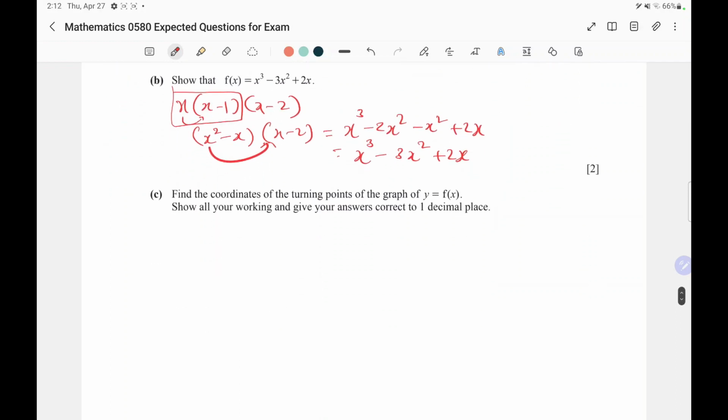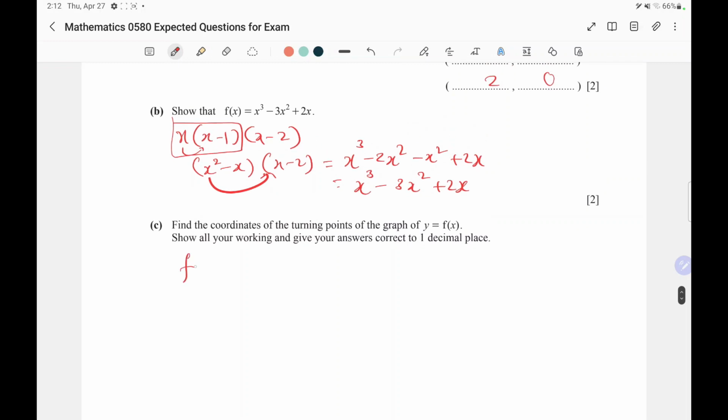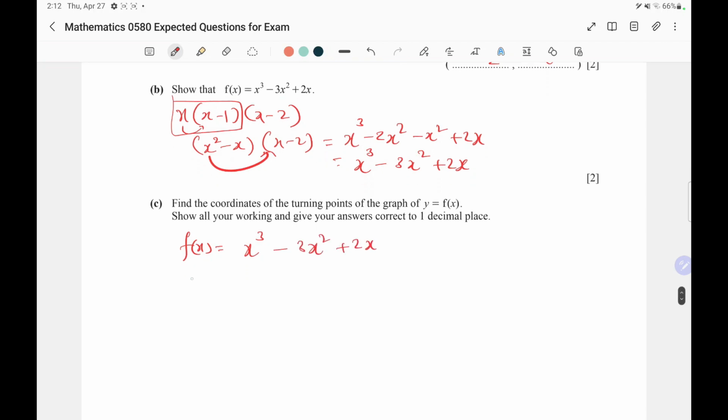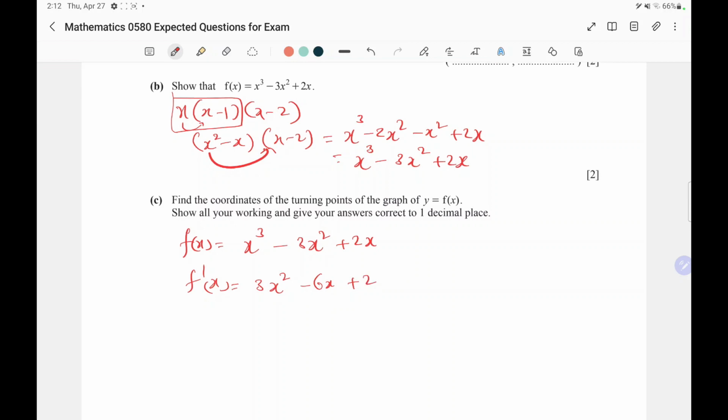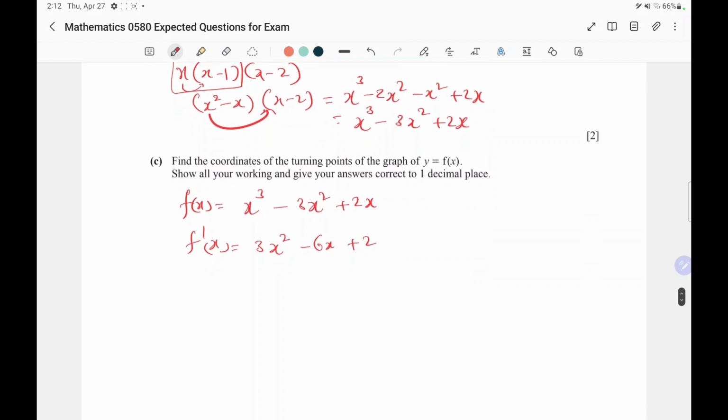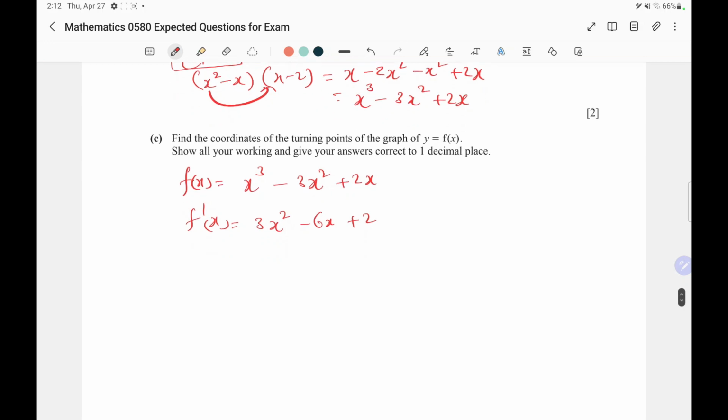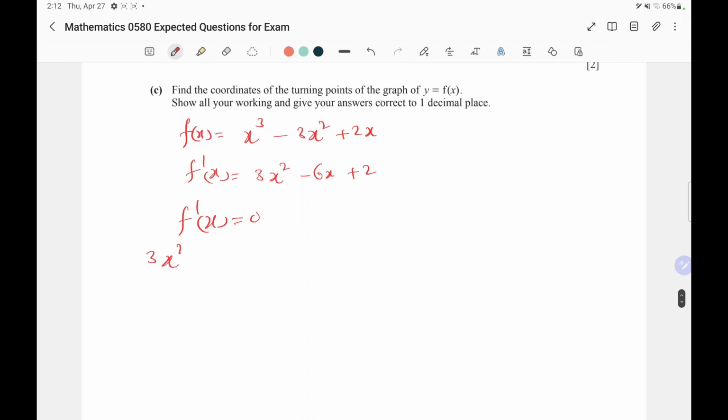Okay. Find the coordinates of the turning point or a stationary point. No problem. So f(x) is x cubed minus 3x squared plus 2x. Just differentiate, which will be f dash x equals 3x squared minus 6x plus 2, because the differentiation of 3x squared is 3 times 2x, which is 6x. Now for a turning point, we know that f dash x should be 0. So 3x squared minus 6x plus 2 should be 0.